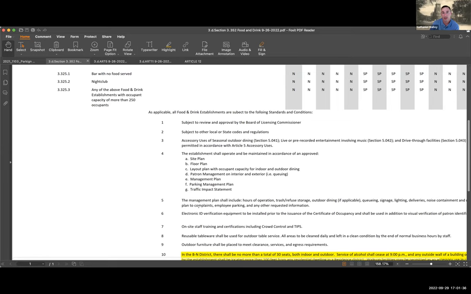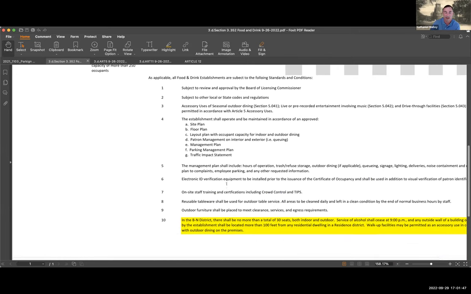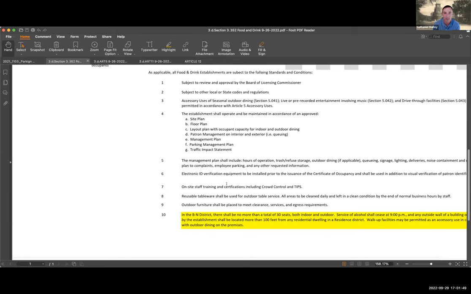And so when things are administratively approved, they still have to submit all these plans. Putting this in the bylaw now requires even something that is going into an existing space to submit something that satisfies this bylaw. If alcohol, you need electronic ID verification, on-site training and certifications, including crowd control and TIPS. That's for larger uses or bars. Also reusable tableware for outdoor service, and outdoor furniture needs to be placed to meet clearances and egress requirements.